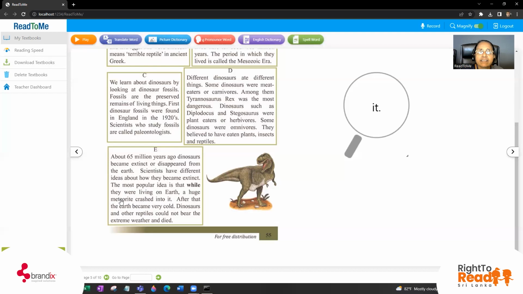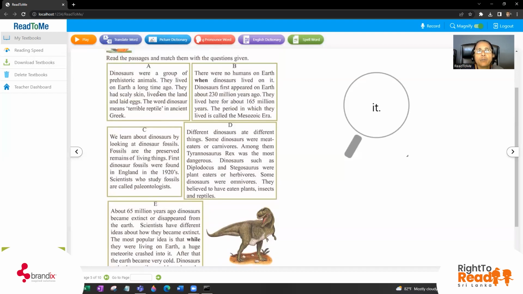What is this thing? Yes, you can refer to the dictionary and find the meanings. Then dinosaurs and other reptiles could not bear the extreme heat and they died. Very good. Now we know what the main ideas in these captions are. Caption A, B, C, D and E. Now, shall we give them some titles? I mean, the main idea of these captions.